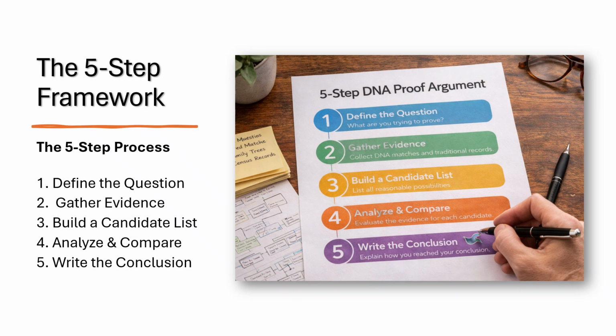So, let me introduce the 5 step process we're going to walk through. First, define your question. Second, gather your evidence. Third, build a candidate list. Fourth, analyze and compare. And finally, write your conclusion. This framework gives you a path forward. Instead of feeling like you're chasing pieces of information in different directions, you're working through a structured process that leads you toward an answer. As we go through each step, think about how this might apply to a situation in your own research.